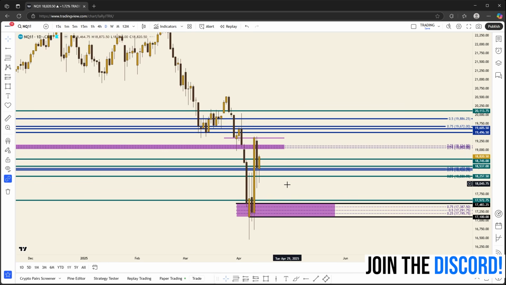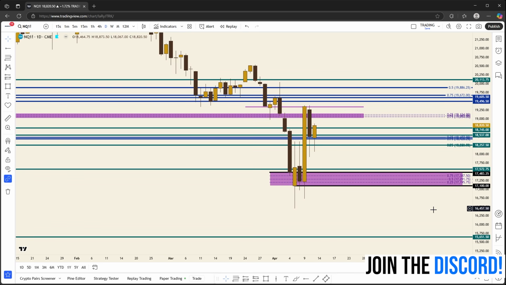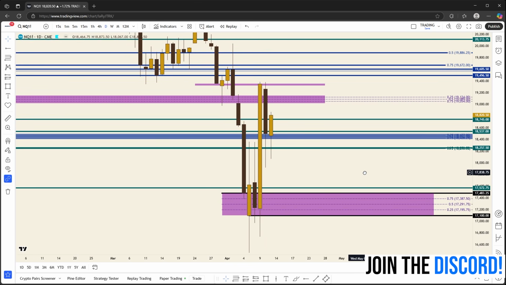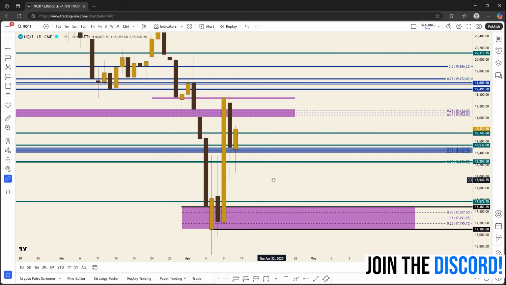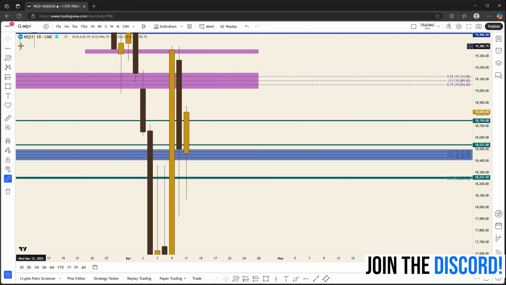Now let's drop down to a daily chart. We don't really have anything on a daily chart. And this is what I mean. You have an abundance of high time frame levels here. We're not lacking high time frame levels in any regard. Okay, we do have this new day opening gap.